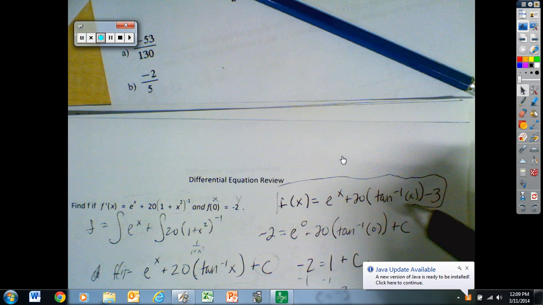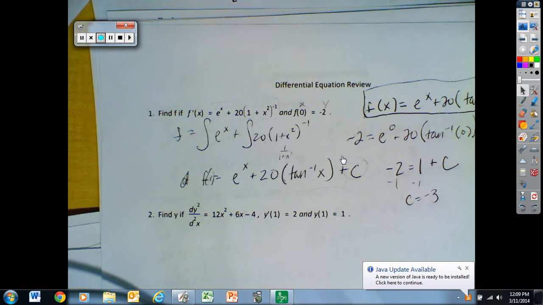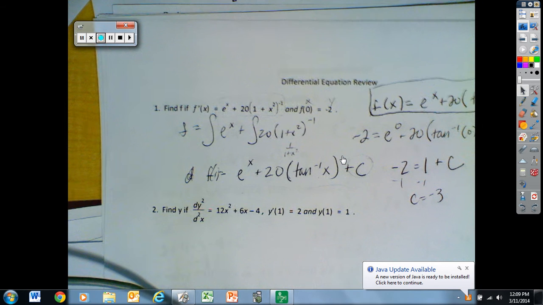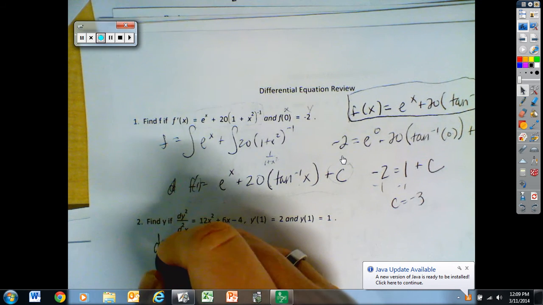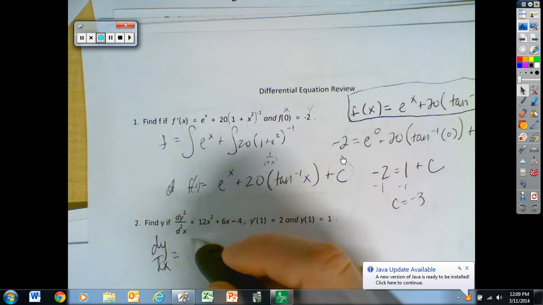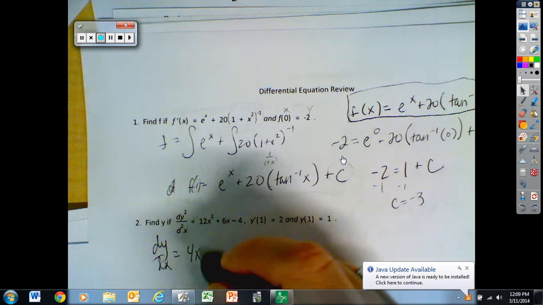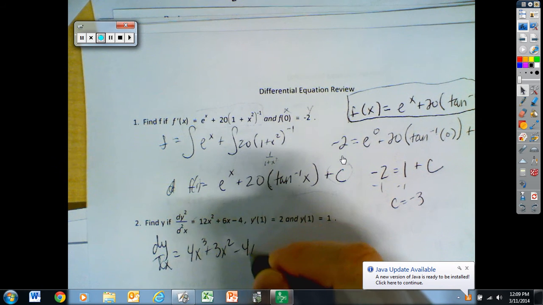Okay, so let's try one more and then we'll see if this recording actually works. This time you want to find y if you're given the second derivative. So the first thing we have to do is find the first derivative. So we're going to find dy dx, which is basically just the integral of this guy. So 4x cubed plus 3x squared minus 4x plus c.